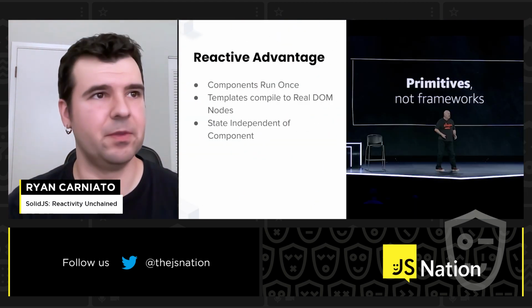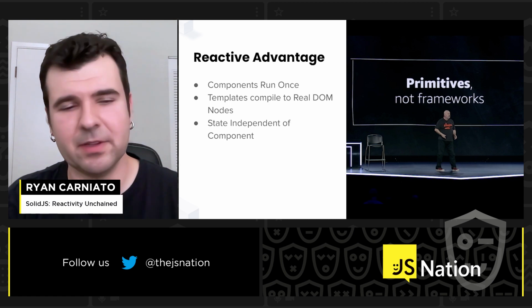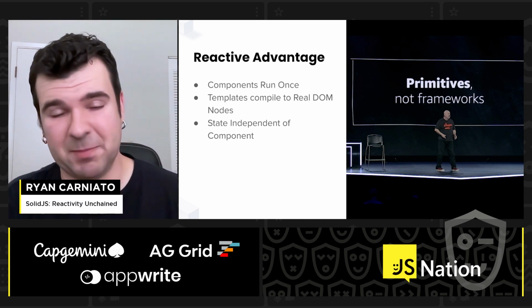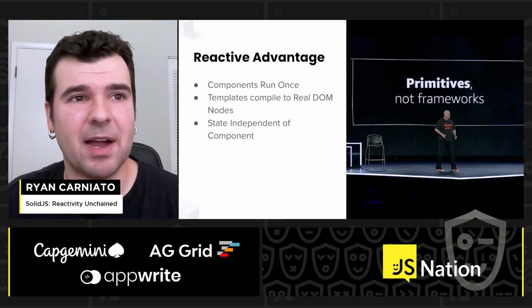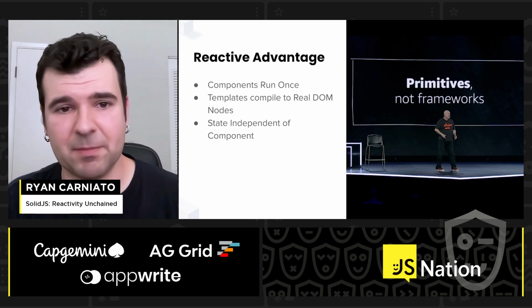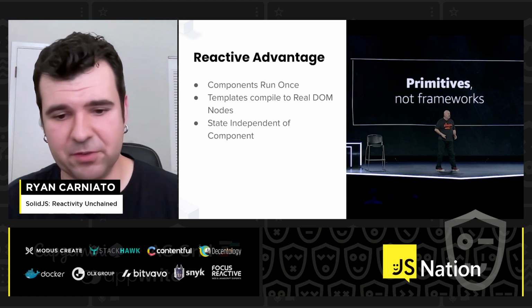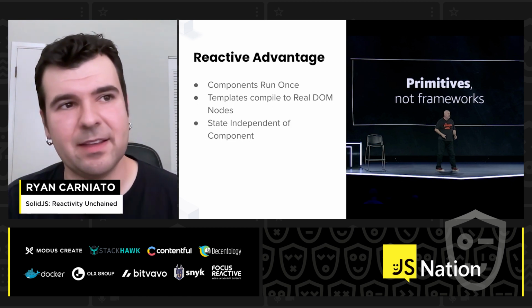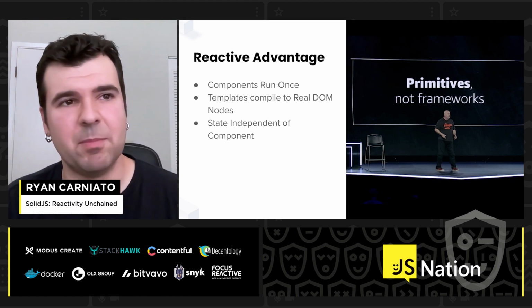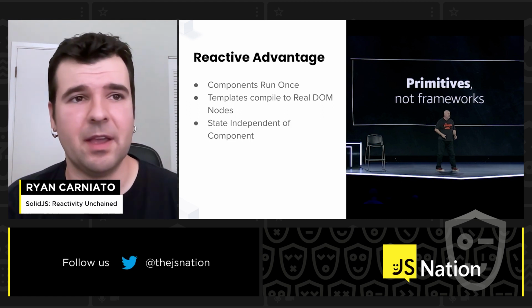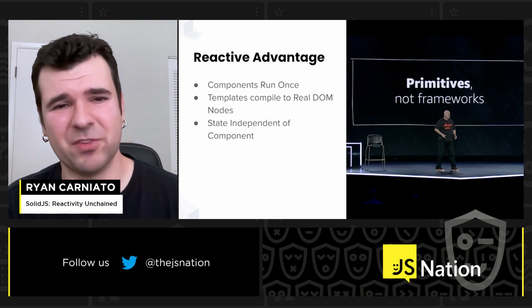For me, I call this the reactive advantage. Basically, components run once. There's no hook rules or stale closures, or dependency arrays for that matter. Templates compile to real DOM nodes. This is super low abstraction over the DOM. It means that you have that escape hatch. If you need to do something with the DOM, it's right there. But most importantly, state is independent of components. Component boundaries are for your sake, how you want to organize your code. It's not about performance. The performance is good regardless.